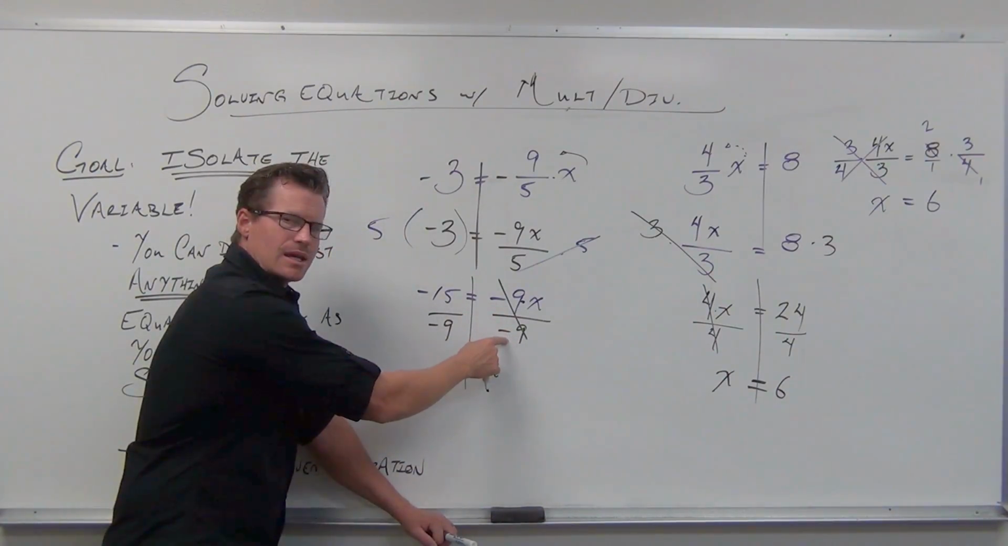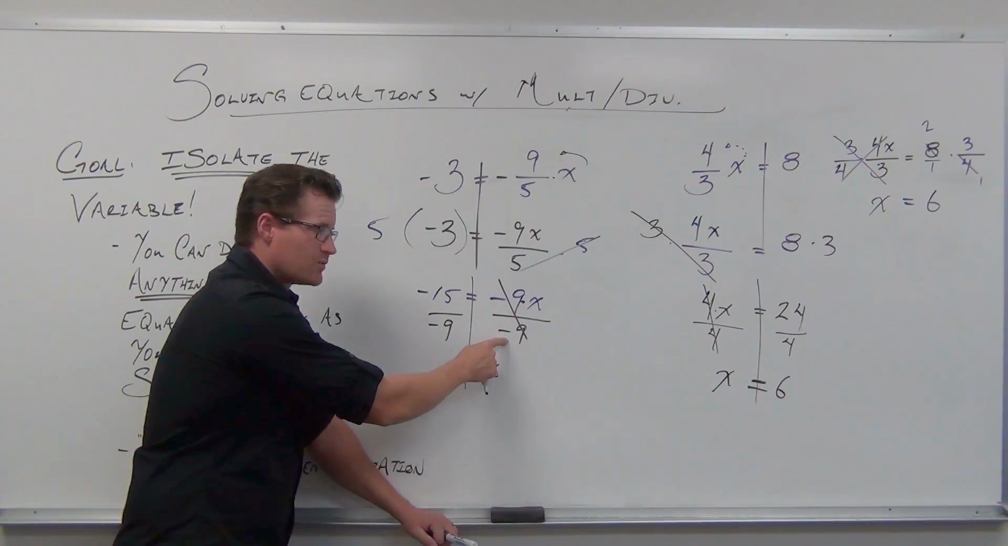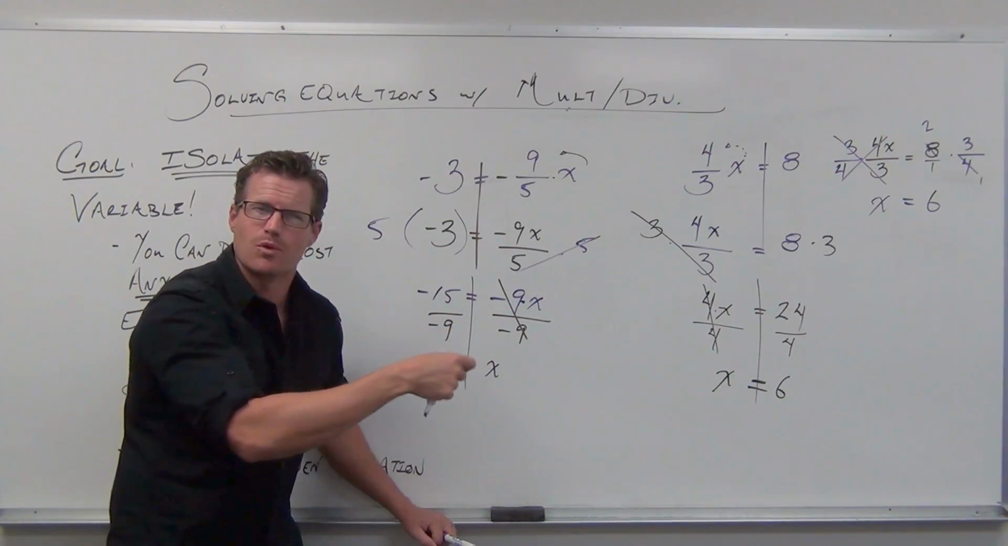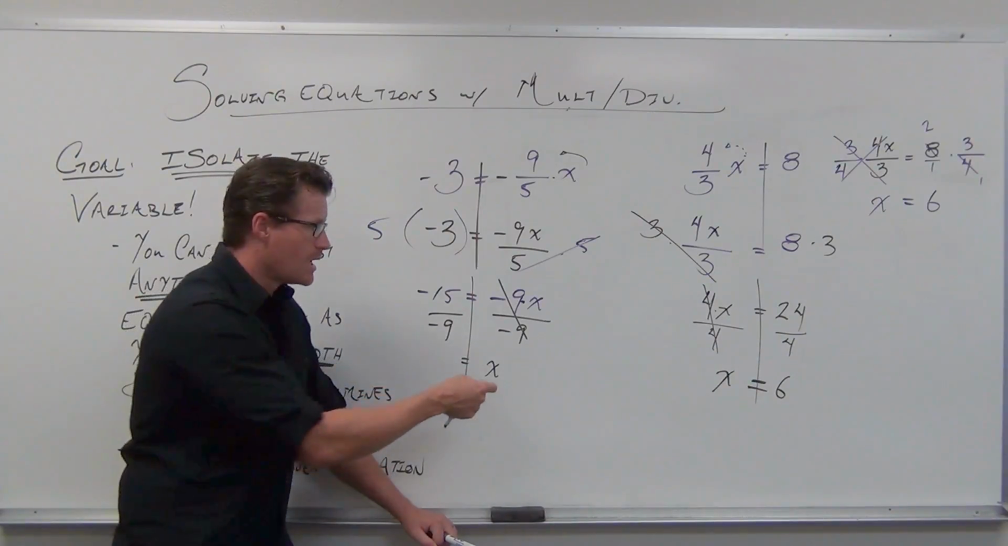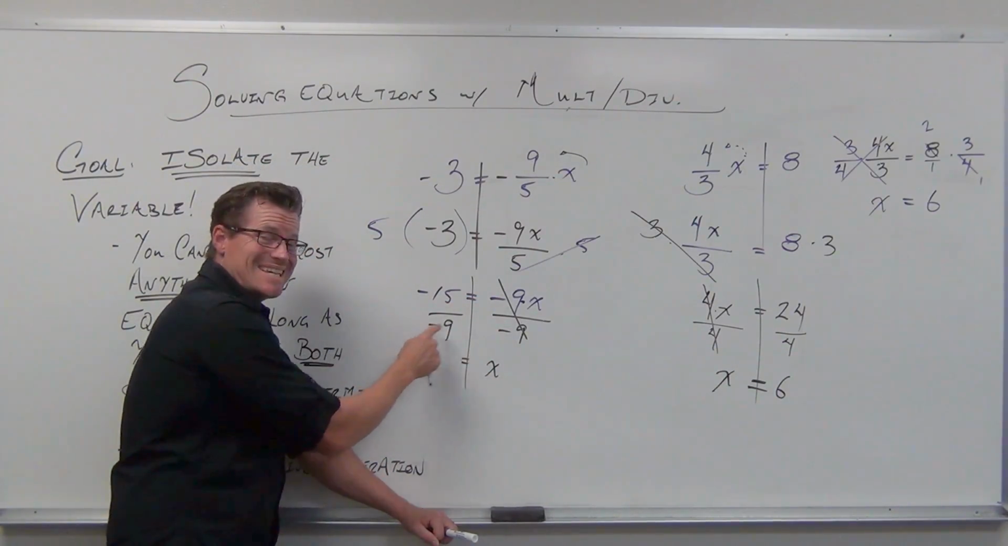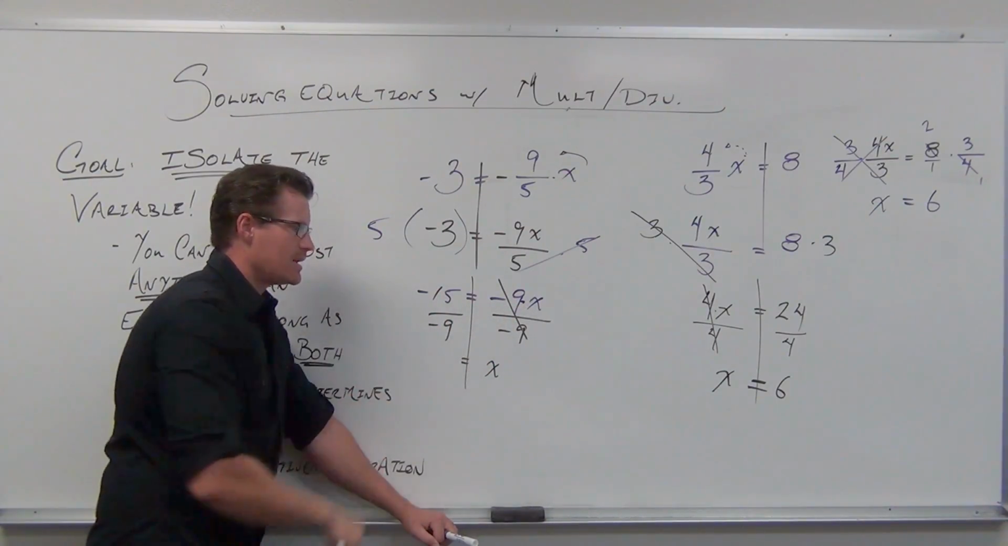Negative 9 divided by negative 9 is positive 1. Positive 1 times x, that's what we have here. It's that multiplication. We're just getting rid of the number that's being multiplied by x. Gives us positive x. The left-hand side plays along identically. You divide it by negative 9, divide by negative 9.